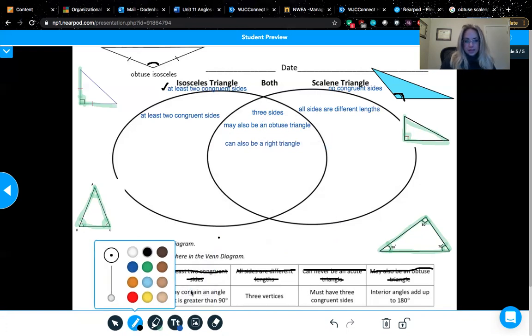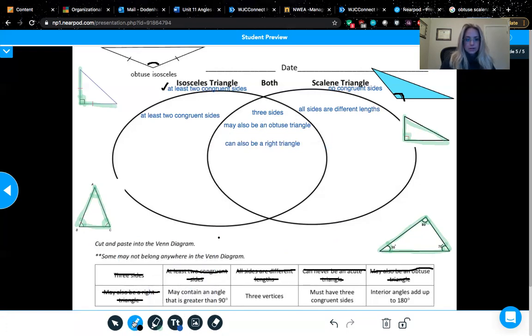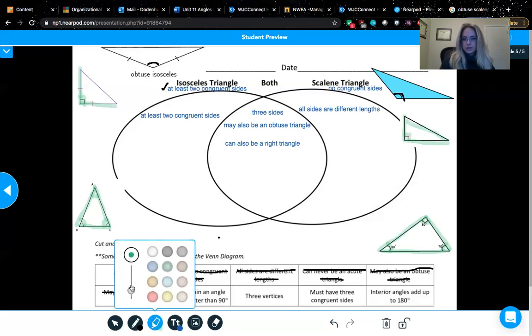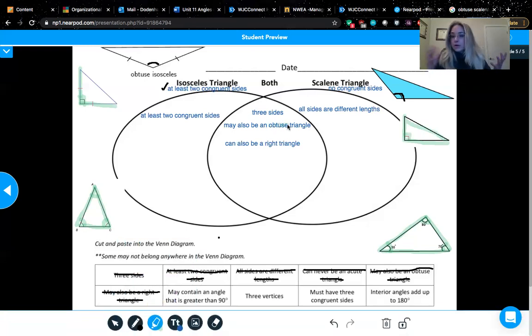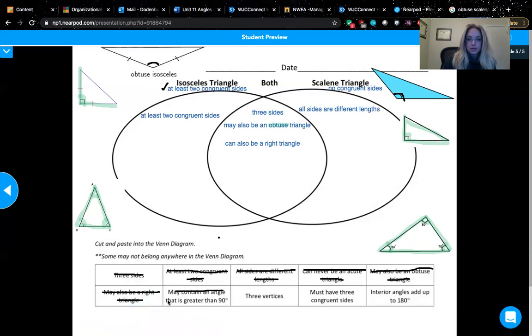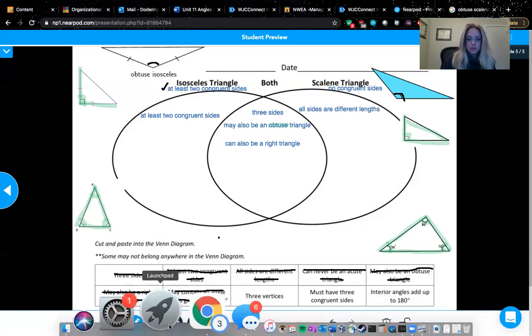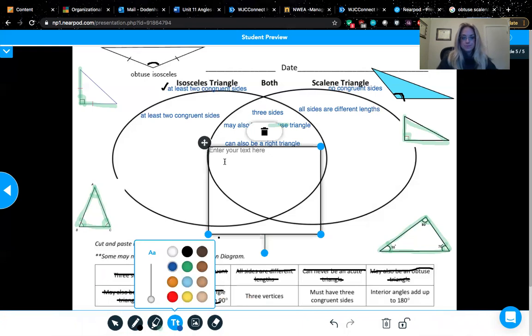May contain an angle that is greater than 90 degrees. Greater than 90 degrees is synonymous with the word obtuse. We already know that both isosceles triangles and scalene triangles can be obtuse. So may contain an angle that is greater than 90 degrees. That goes in the both column.